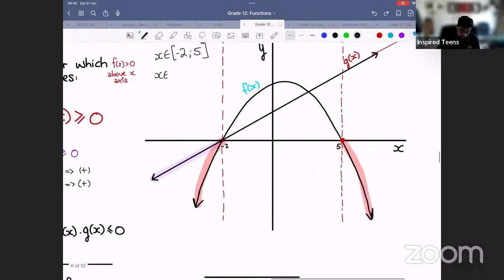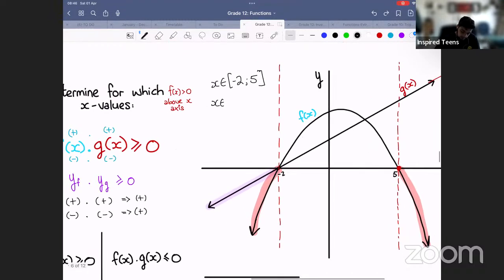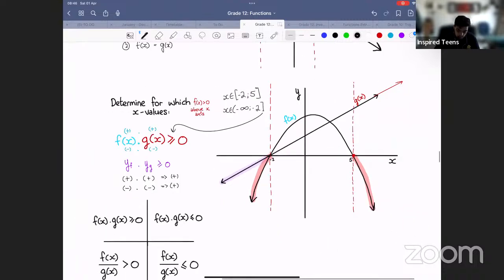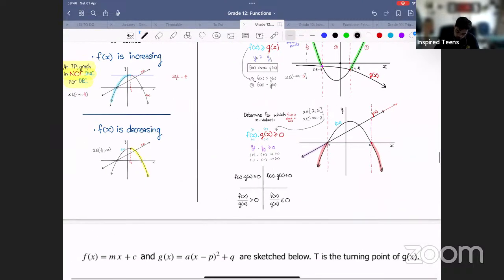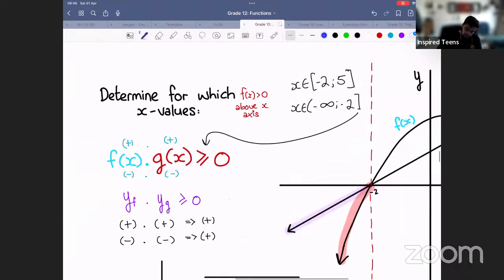-2. Excellent, right? So I'm going to say x is an element of negative infinity, I don't ever include, up until -2. Now -2 I include because the question includes it. Okay, cool. So there are many other variations. So that's our final answer, by the way.